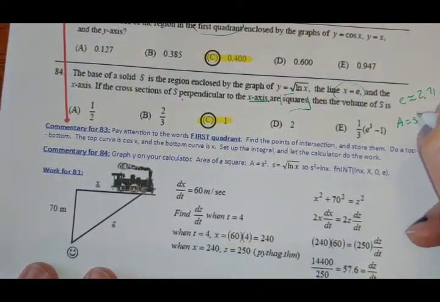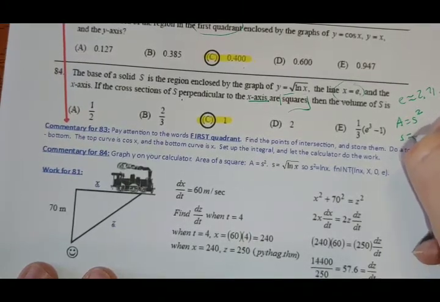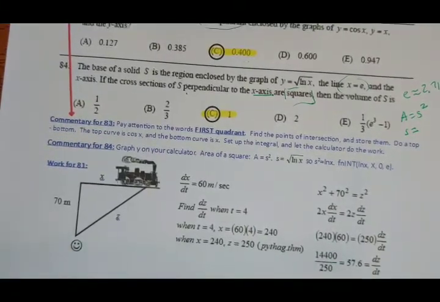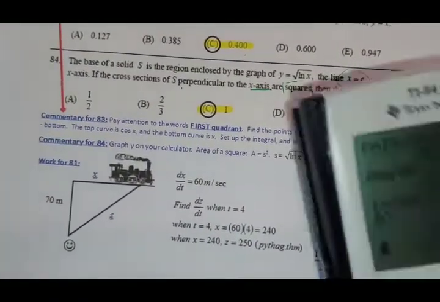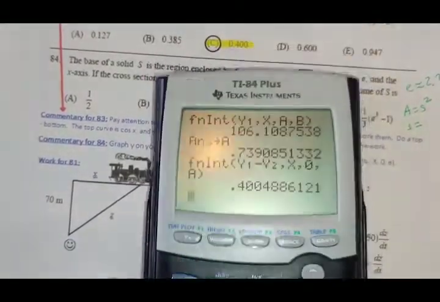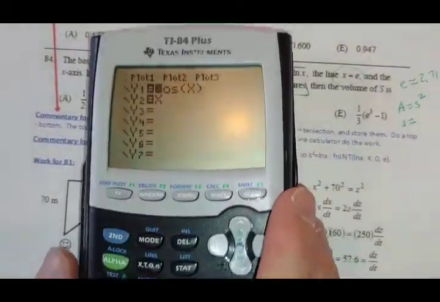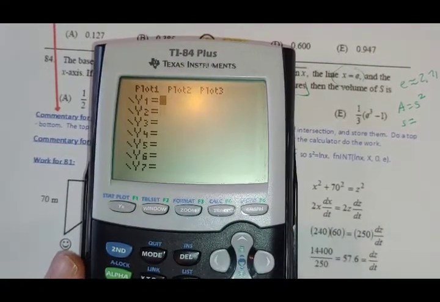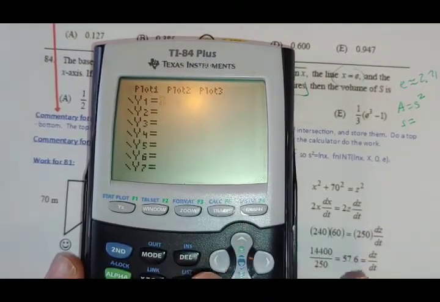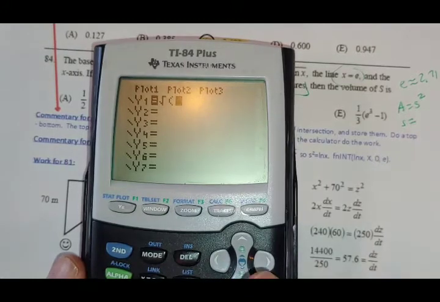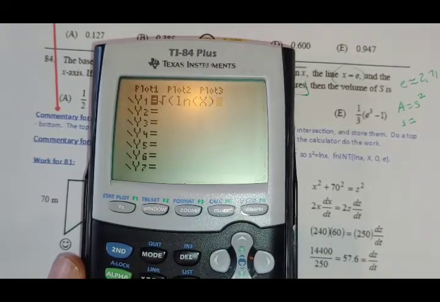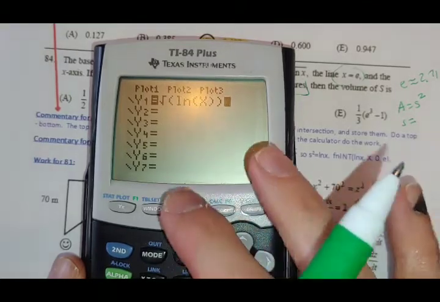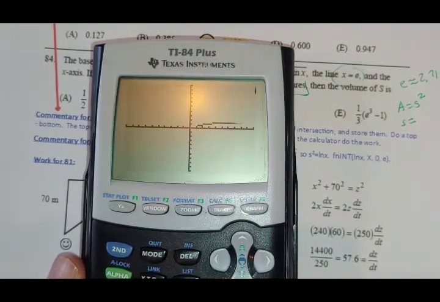So area is equal to side squared, so the side. Again, commentary's on here, so you can, whoops, oh, sorry. Sorry, I hit the little thing that's holding the camera. So if we look at this one, clear and clear. So we had, I think we probably, this seems like one we've done in class before. Ln of x, not sine of x. Close and zoom 6. Looks like that.